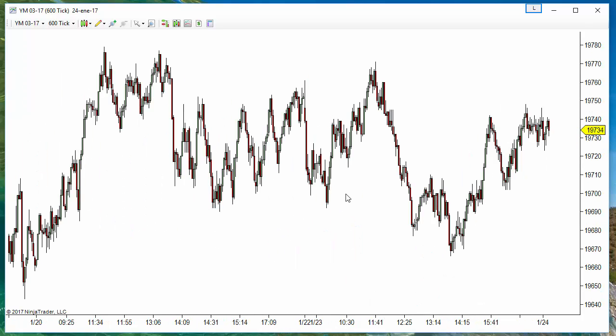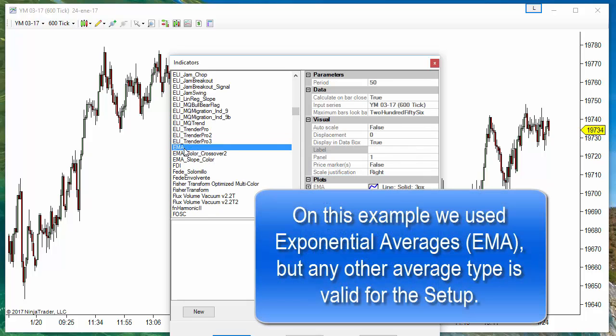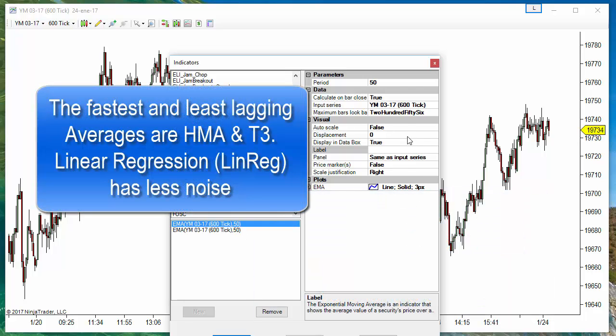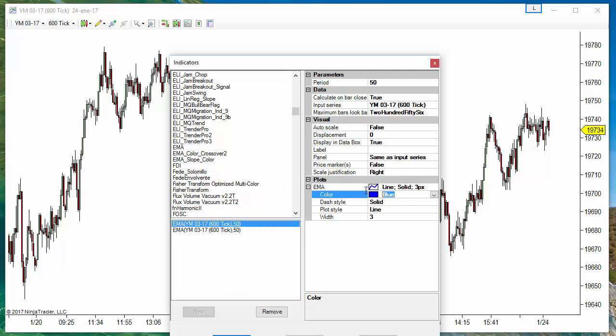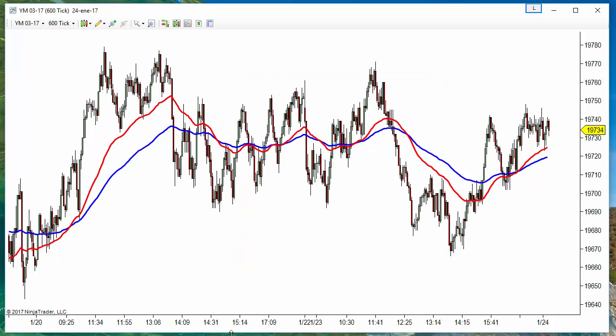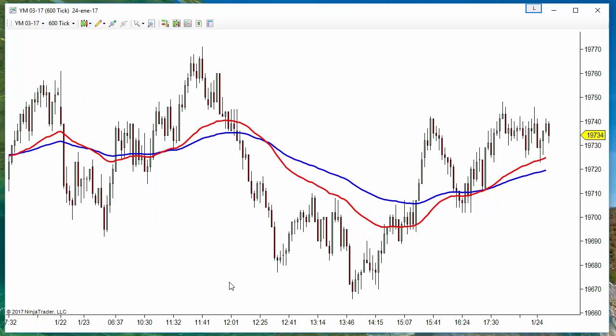we are watching a Dow Jones chart, and we always look for a fast moving average and a slow moving average. I usually start with a 50 for the fast and 100 for the slow. This may result in a slow setup for this example. And what we are looking for are those crosses.